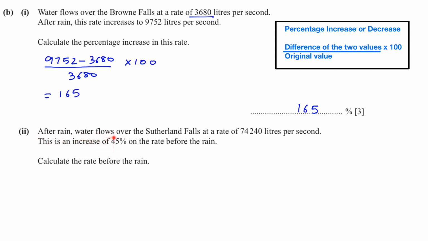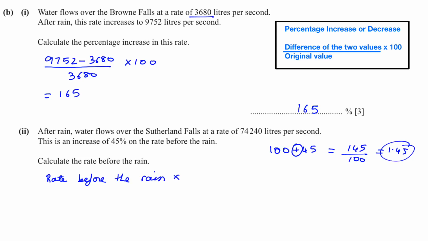B2. After rain, water flows over the Sutherland Falls at a rate of 74,240 liters per second. This is an increase of 45% on the rate before the rain. Calculate the rate before the rain. When there's a percentage increase, add 100 to the percentage increase. You will have 145. Divide by 100, which is 1.45. If it is a decrease, instead of a plus, put a minus. So the rate before or the original value of anything. In this case, it is the rate before the rain times the increase that we got here, 1.45, is equal to your new value.